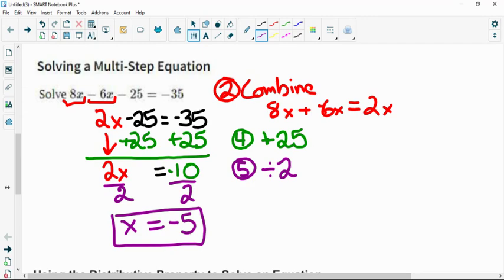So this was an example where we had to simplify the equation before we were allowed to solve the equation. We will take a look at one more question, and then I will give you a couple that you can try on your own.